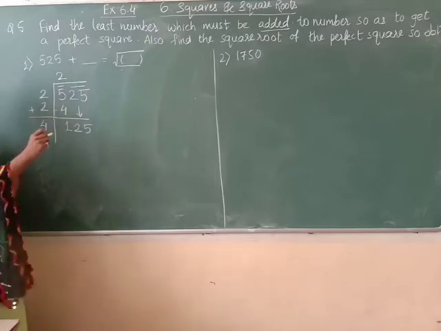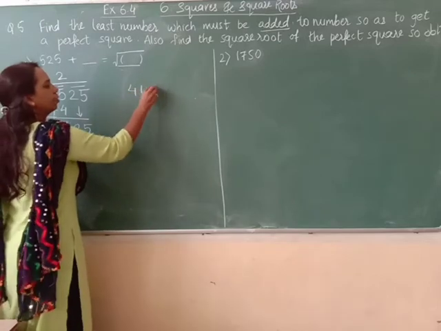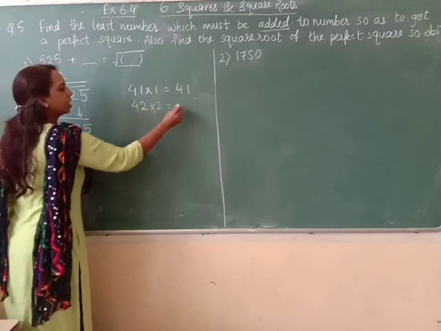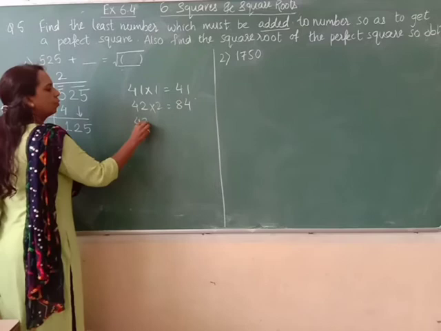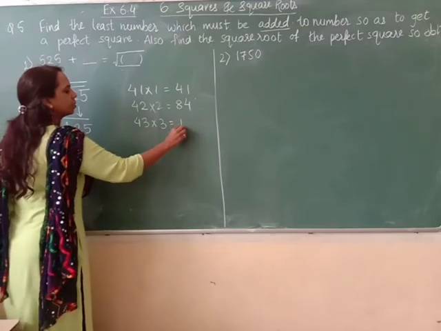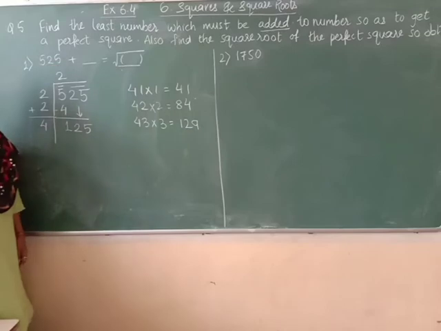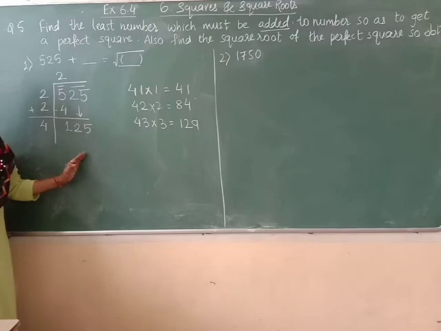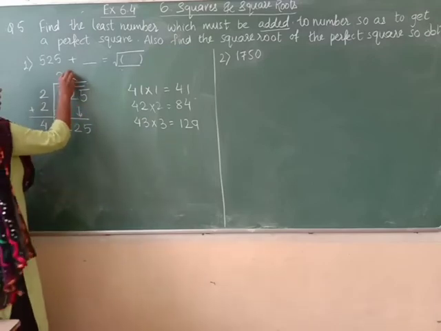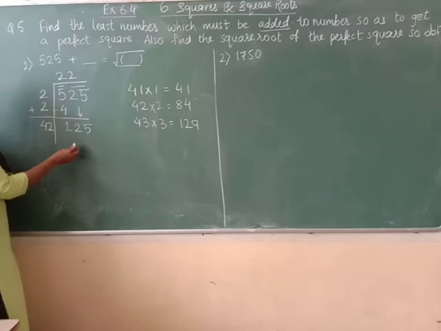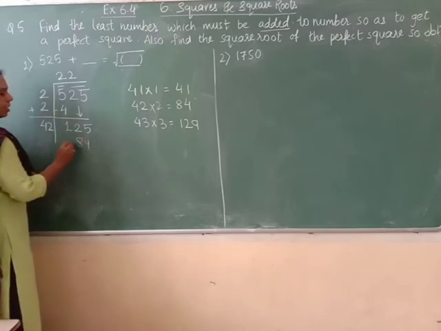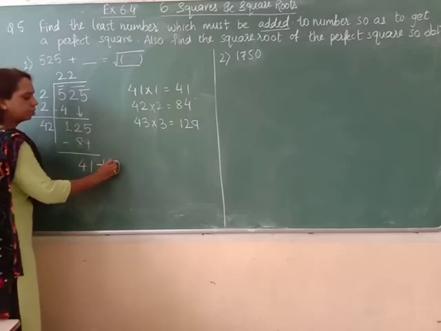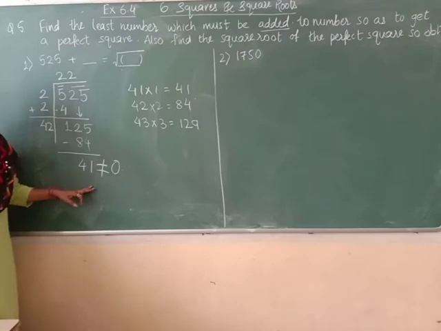Let us check. 41 into 1 is 41. 42 into 2, 2 2s are 4, 4 2s are 8, is 84. 43 into 3 is 129. So here we will go with 84 because 129 is already greater than 125. So here the number is 2, 42 into 2 is 84. Subtracting, we get 41, which is not equal to 0.